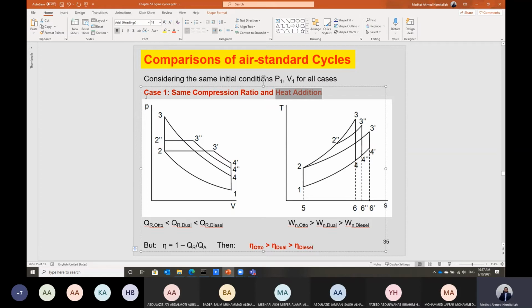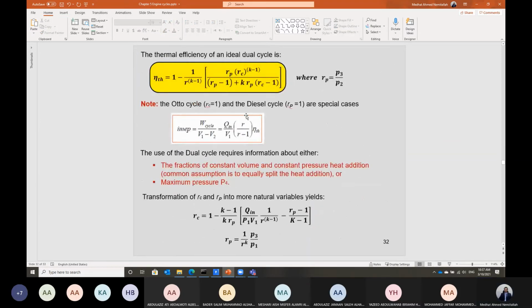We have developed the thermal efficiency as a function of the heat added dimensionless parameter, Q added over P1 V1. This is the relation. So here, guys, rc is a function of this dimensionless parameter, Q added divided by P1 V1, and it is a function of r. If we substitute this rc term in the thermal efficiency, then we can get thermal efficiency only as a function of the compression ratio and this dimensionless parameter, which is Q added divided by P1 V1. We have done this also in detail for the diesel and Otto cycles.